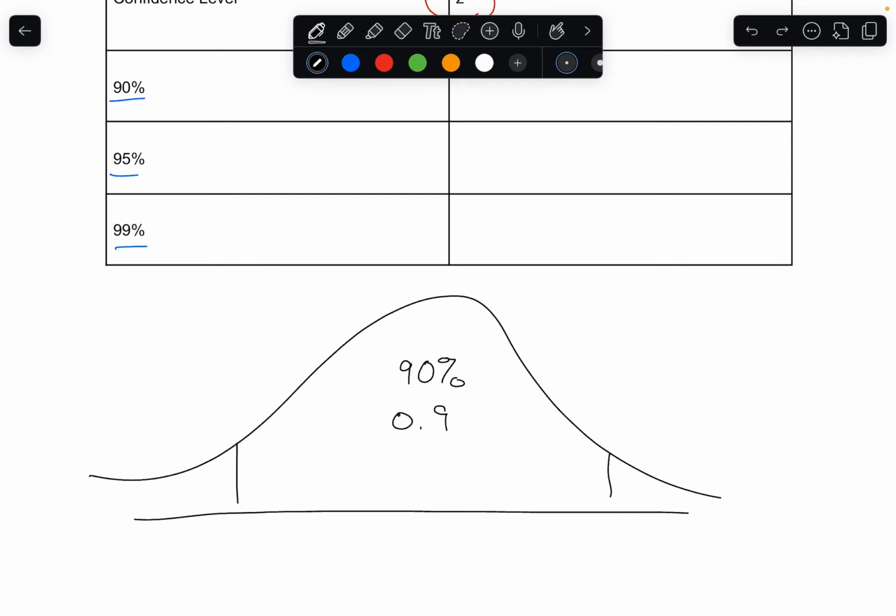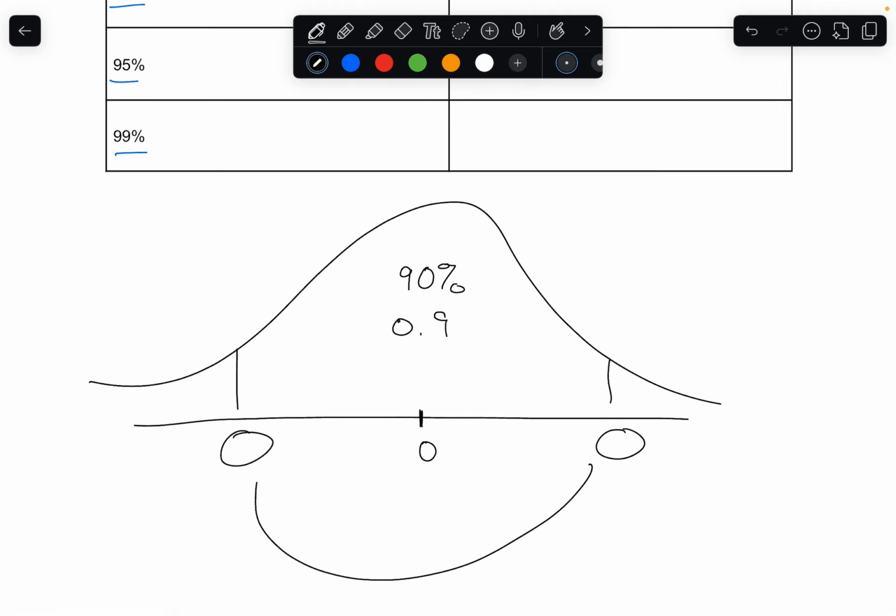What I want then for the critical z-score is there's going to be a z-score right here and a z-score right here. And what's nice is because this is the normal distribution, that means that the mean of this distribution is 0, which means that these two should be the same, but they'll have opposite signs. So I really only need to find one of these, and I'll get the other one for free. And it turns out I only need one anyway, but it's nice that they're going to be the same.